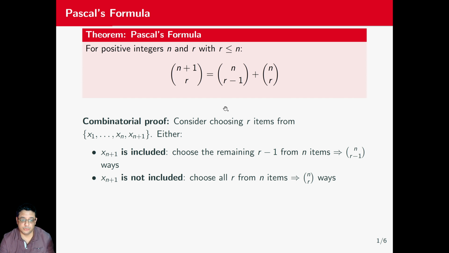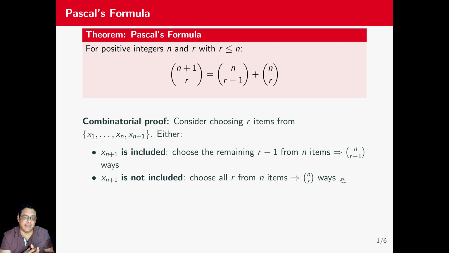The reason why this is true, and we can do this combinatorial proof, is by separating n plus 1 into two sets. Either the element x of n plus 1 is going to be included in the first one, or it is not. So if it's included, then we can choose the remaining r minus 1 items from n items, so we're going to get choosing r minus 1 out of n. And then plus, if it's not included, then we choose r out of n items, so we'll be choosing r out of n ways.